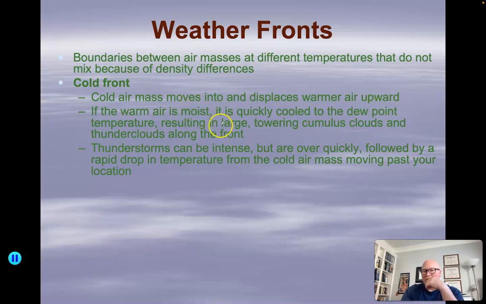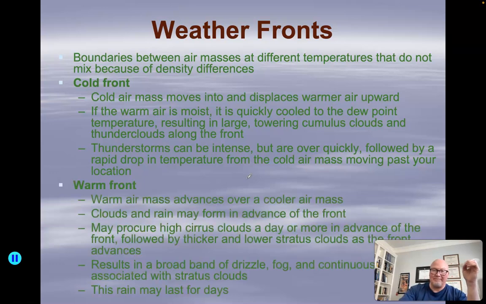And that warm air mass is moist because it's a warm air mass, and so it cools quickly. What you end up with is a lot of towering cumulus clouds, a bunch of thunder clouds, or a storm front. This is why, during the summer, if you have a cold air mass that hits a big warm air mass, you're going to get massive thunderstorms. Thunderstorms can be intense, but they're usually over pretty quickly. So you have a lot of water that gets dropped pretty quickly.